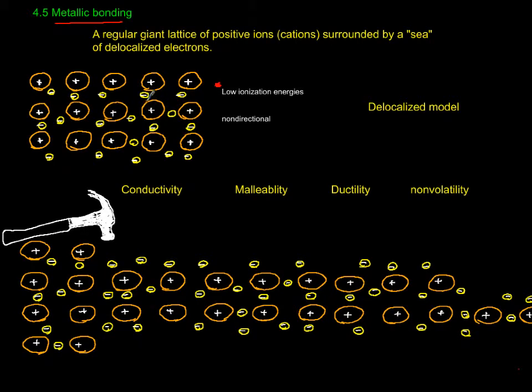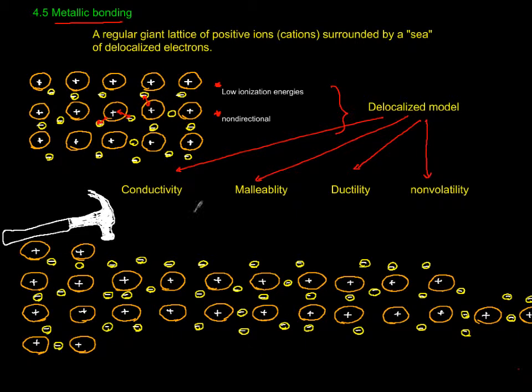And since these attractions among the neighboring nuclei and the electrons are all over the place, only the positive ions are fixed in place, and the electrons are going all over the place. Usually this electrostatic attraction is also known as non-directional. Now this delocalized model yields a few properties: conductivity, malleability, being ductile, and also being non-volatile.